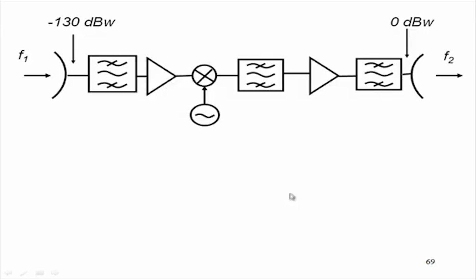Okay, let us go back to the payload. So, we have minus 130 dBW. Obviously, we have to put a lot of filters, amplifiers, and we have to change the frequency. So, we have to have a mixer, and downlink frequency is lower, so F2 is lower than F1. So, it is down converted, again filter, again amplifier, and we put. So, you can see a lot of filters coming. Each of them can be put into different subsystems.